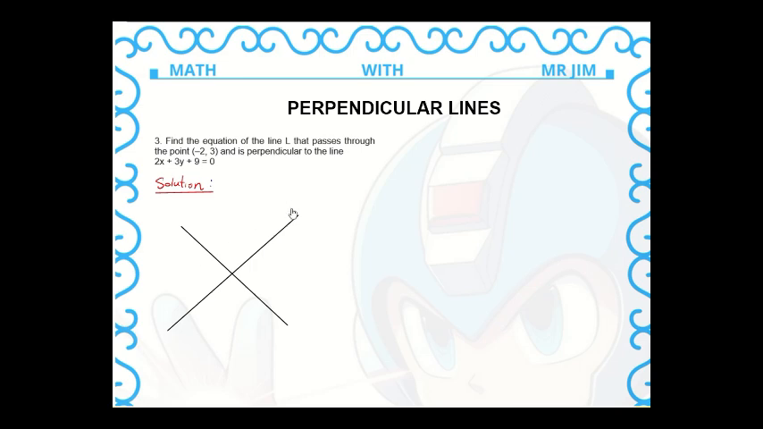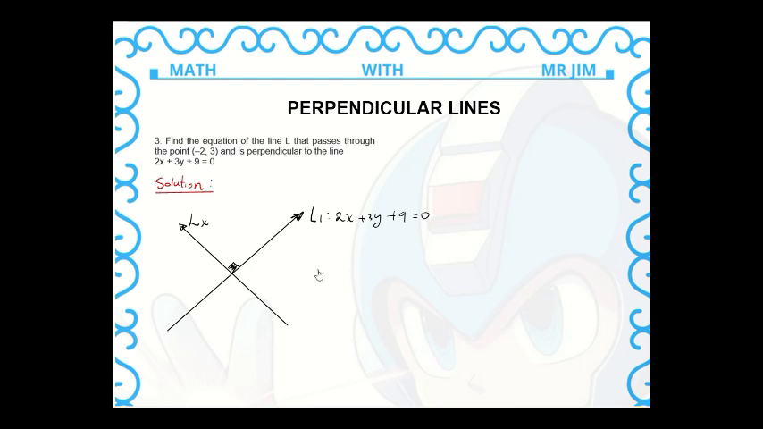That's the representation. Let's call this line that we know L1 with equation 2x plus 3y plus 9 equals 0. And let's call this perpendicular line Lx.